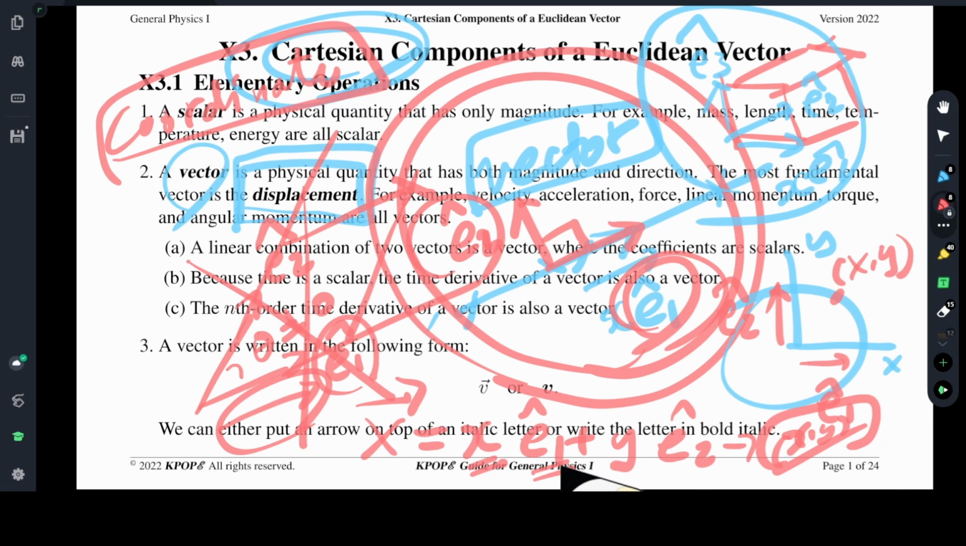In physics, as well as mathematics, making use of Cartesian components greatly reduces the amount of calculation. So it is very, very important to understand what's going on in the Cartesian coordinate system.